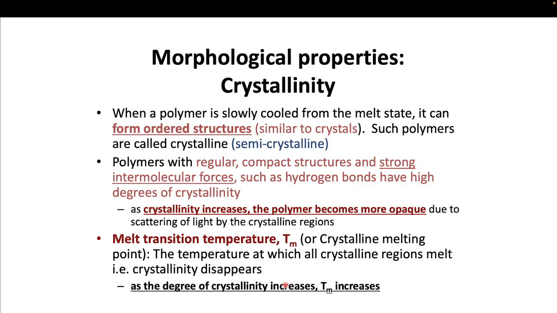If your polymer chains are arranged very haphazardly, and they don't have a proper pattern to it, it will take very less temperature to melt it. So that's how your melting temperature and crystallinity are related. The greater the degree of crystallinity, the higher the melting temperature.